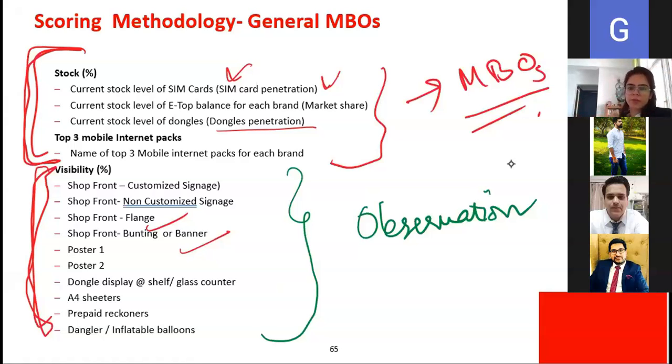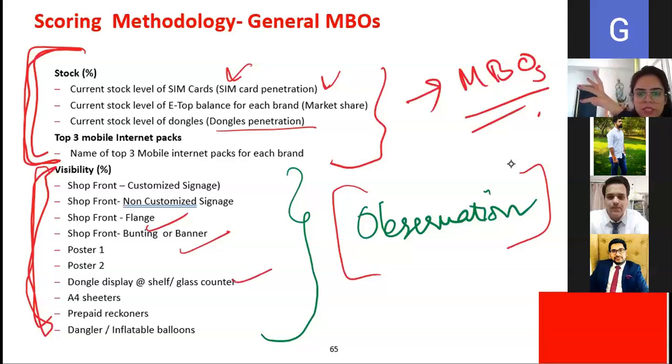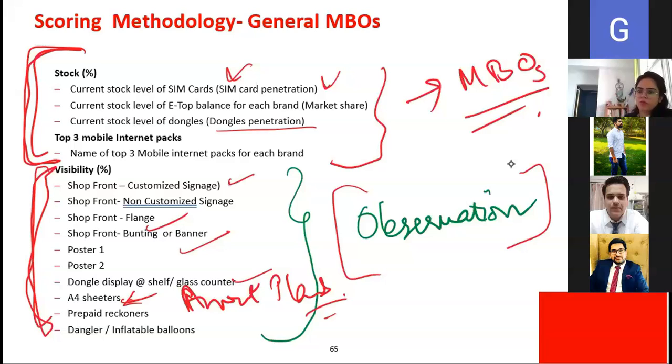So this is audit. And there was also a part on observation. We told the interviewer, this is something you don't have to ask the shopkeeper, but you have to observe whether all the marketing collaterals are there, whether there is signage, whether there is a display, the A4 sheeter with the current plans, call duration, amount, prepaid and postpaid plans. So that was more of an observation kind of activity.